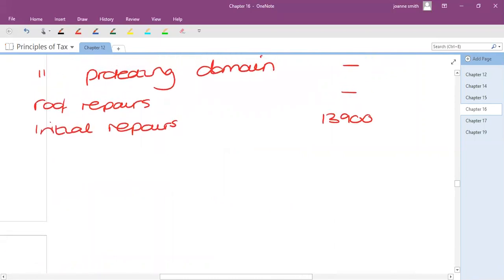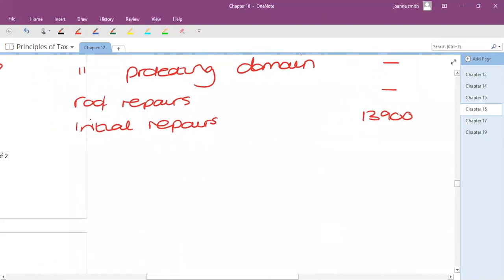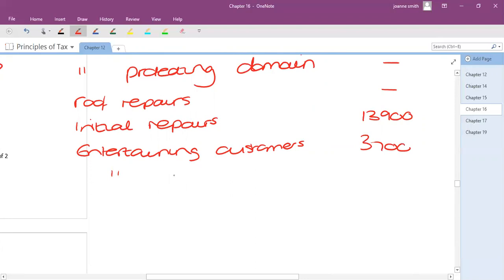So initial repairs was the last one we did. So we've got entertaining customers. Employees we're going to allow.